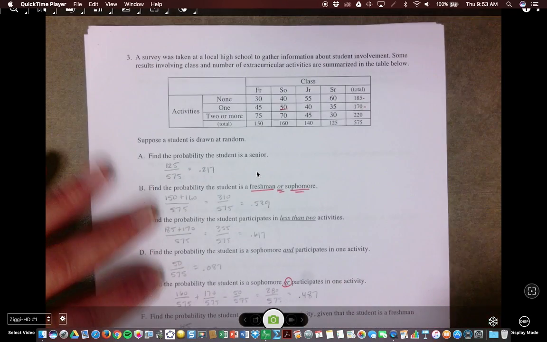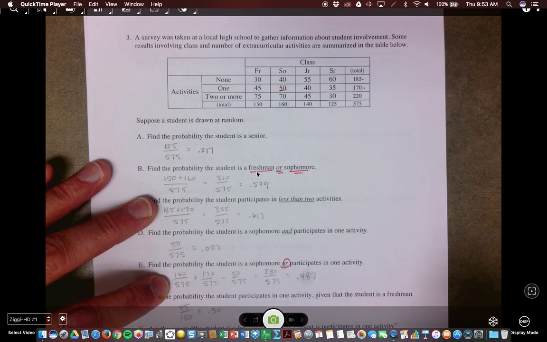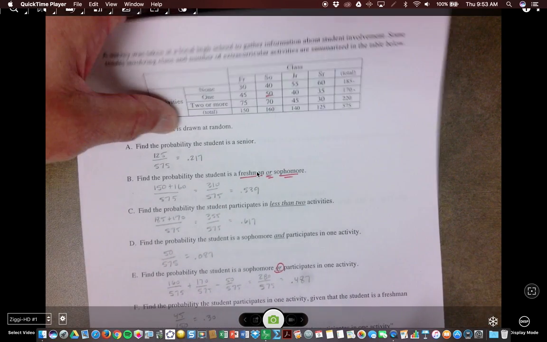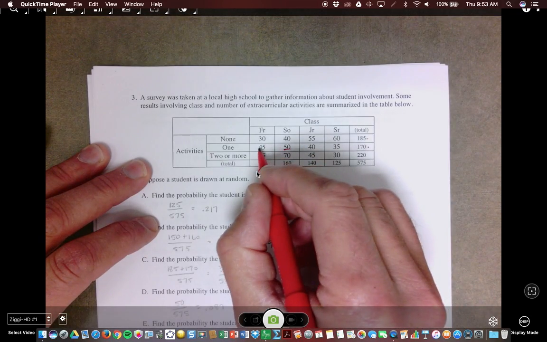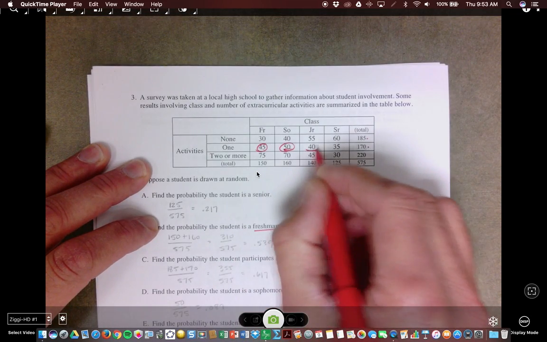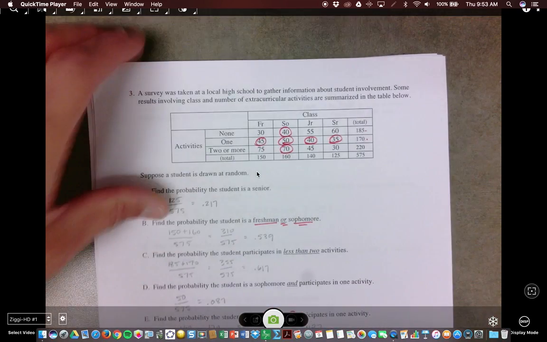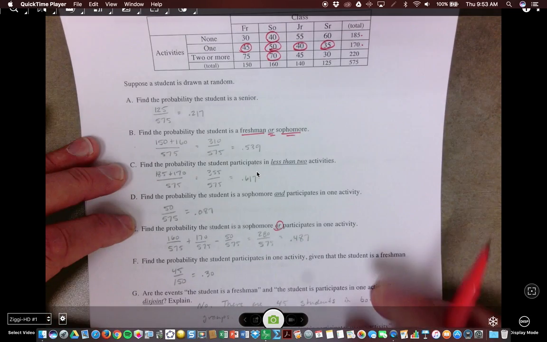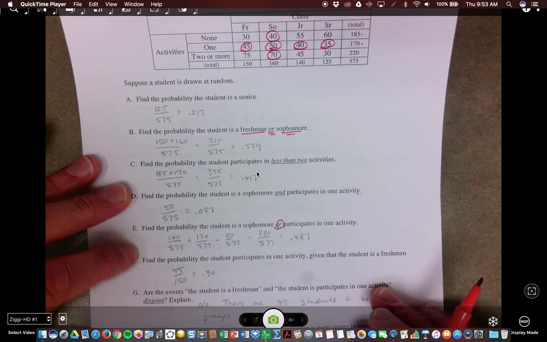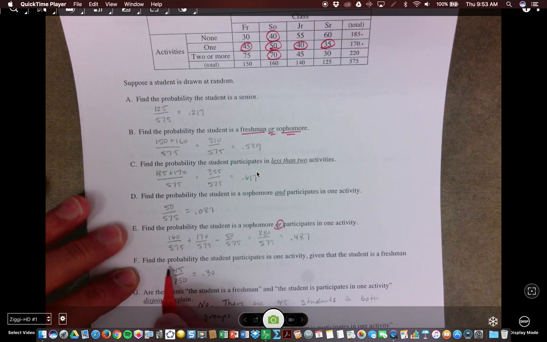All right, now another way that you could do this is you could say, what is the probability that a student is in one of these 2 groups? So you could add up 45 and 50 and 40 and 35 and 40 and 70, and if you add up all those numbers, you're going to end up getting 280 out of 575 also. So 2 different approaches to the same problem that are both correct.